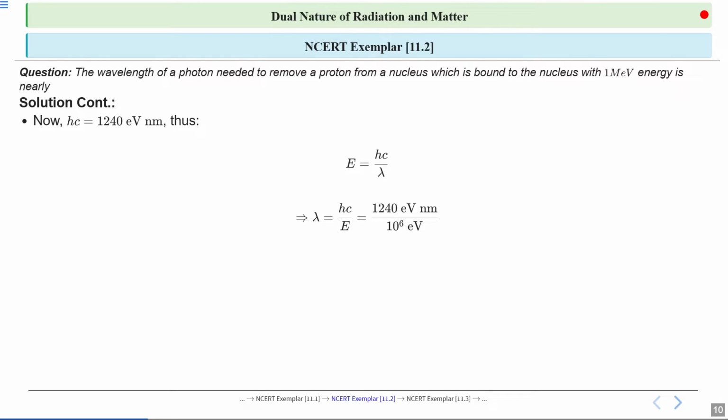So let's rearrange the formula to solve for the wavelength. Lambda equals hc divided by E. Plugging in the terms, we get lambda equals 1240 electron volt nanometers divided by 1 million electron volt, that is 10 to the power 6 electron volt. So finally we conclude the answer: lambda equals 1.24 times 10 to the power minus 3 nanometers. That is the wavelength of the photon needed to remove the proton from the nucleus.